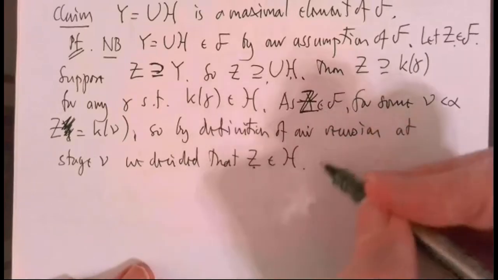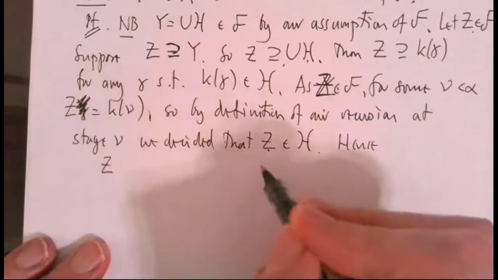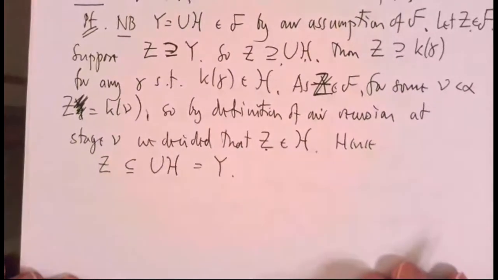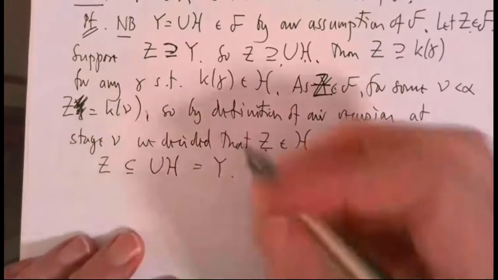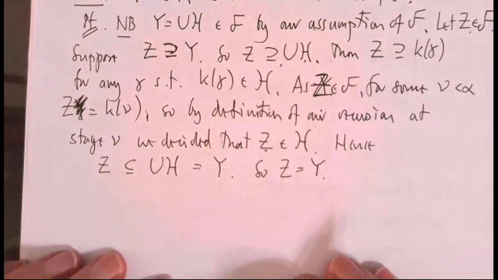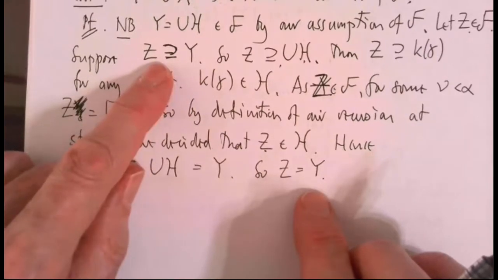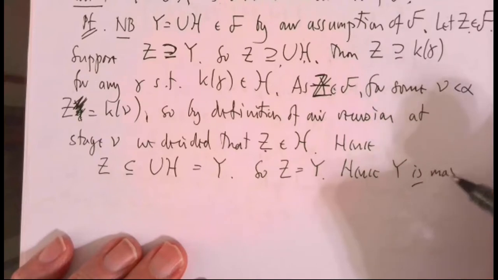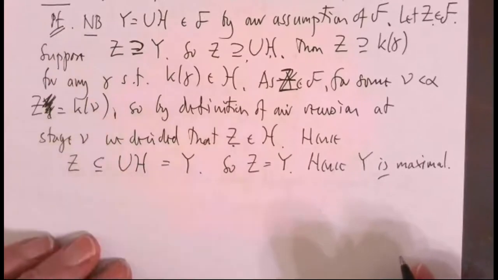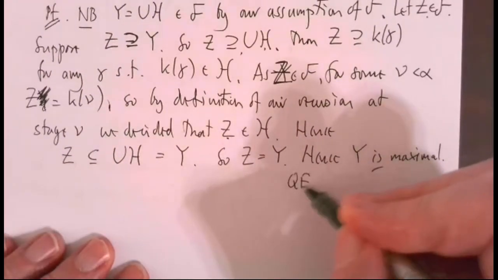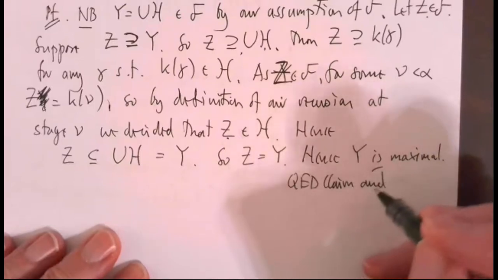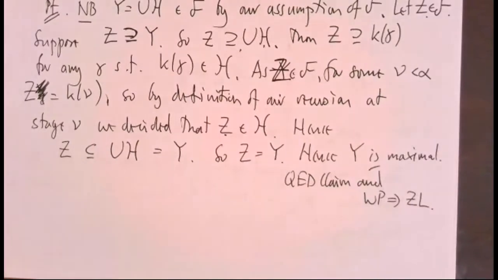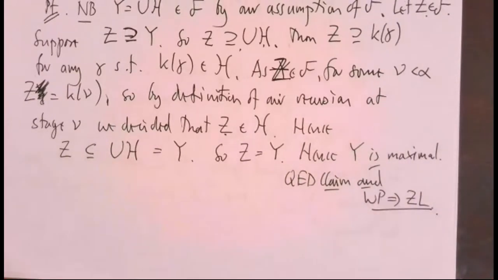But that then means Z is contained in this big union of H here, but this is Y. So if Y is a subset of Z, Z is a subset of Y. So there is no Z that properly contains Y. So Y is indeed maximal. And that finishes the claim and the proof in the other direction. And the well ordering principle proves ZL. So that is done there.